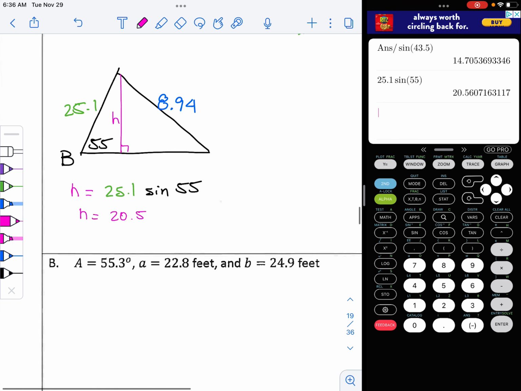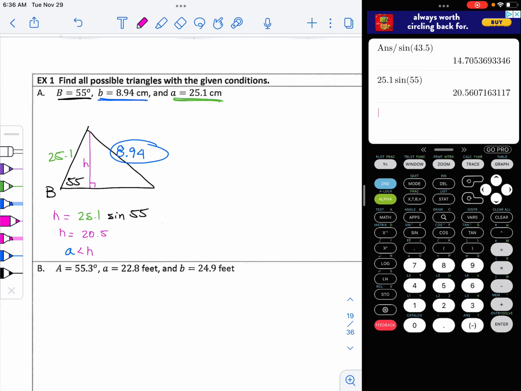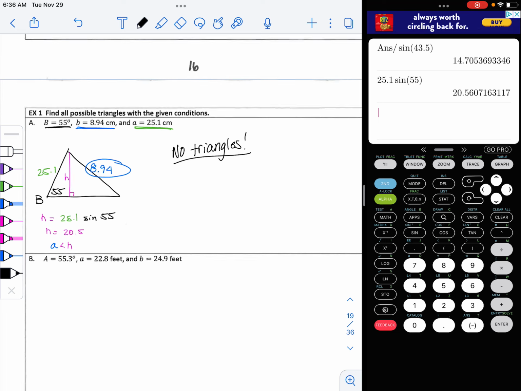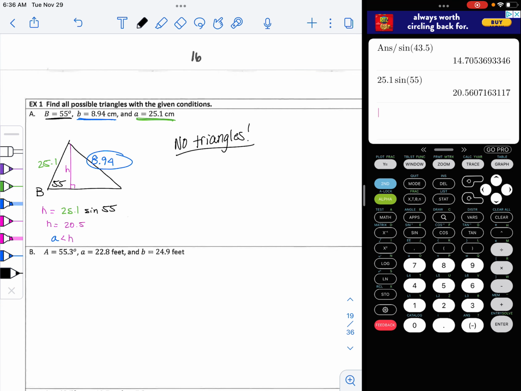And what I notice is that my matching side is less than my height, which, anytime my matching side is less than my height, there are no triangles. Not possible, no solution.